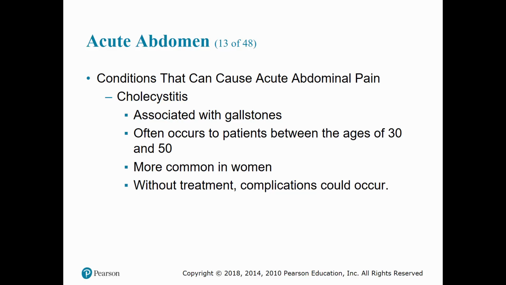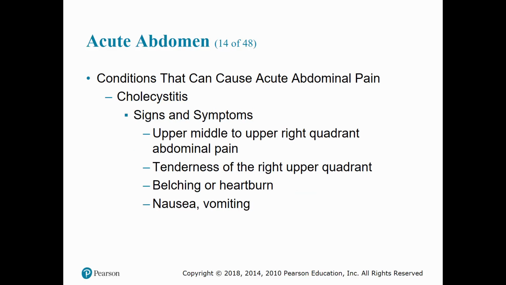You're also going to see some upper middle to upper right quadrant abdominal pain. Tenderness, especially in the right upper quadrant. Patients are usually going to belch, complain of heartburn, and have some nausea and vomiting. Definitive care for this condition is hospitalization and sometimes surgical intervention to remove the gallbladder or take out the stones or fix the blockage. If left untreated, you can end up with tissue death, perforation, or pancreatitis.